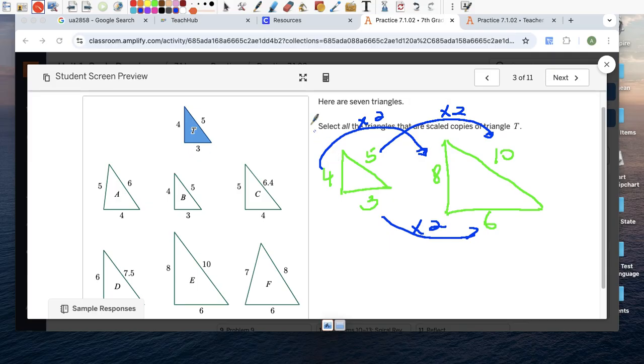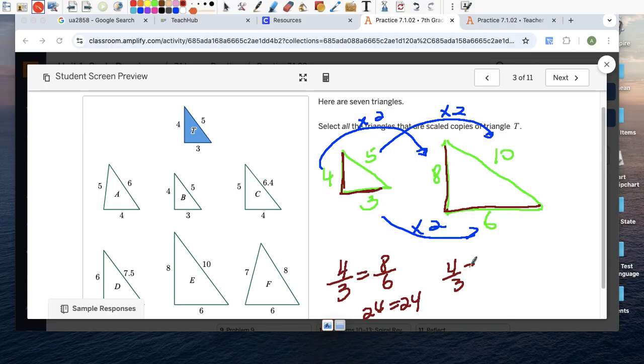Another way, you could have picked two sides, and let's say 4 over 3. And you could have picked 8 over 6 here, right? You can do the cross multiplication. 4 times 6 is 24. 8 times 3 is 24. So notice when you cross multiply, they're equal. You can also simplify: you have 4 over 3, and if you simplify 8 over 6, it's also 4 over 3. Notice that their ratios are the same.